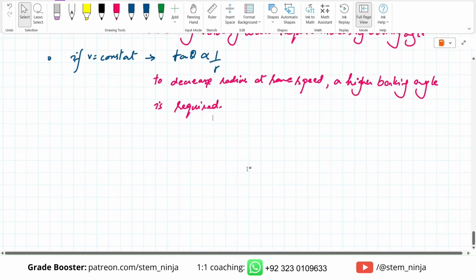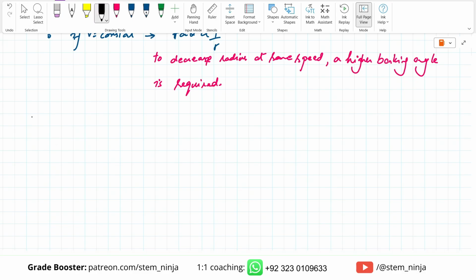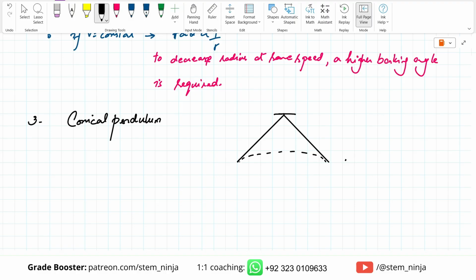Now, let's look at another example which you can encounter in the past papers also, which is the conical pendulum. Now, this is not the same pendulum motion that we are used to. It's the conical pendulum, which means that the motion of the pendulum is circular.